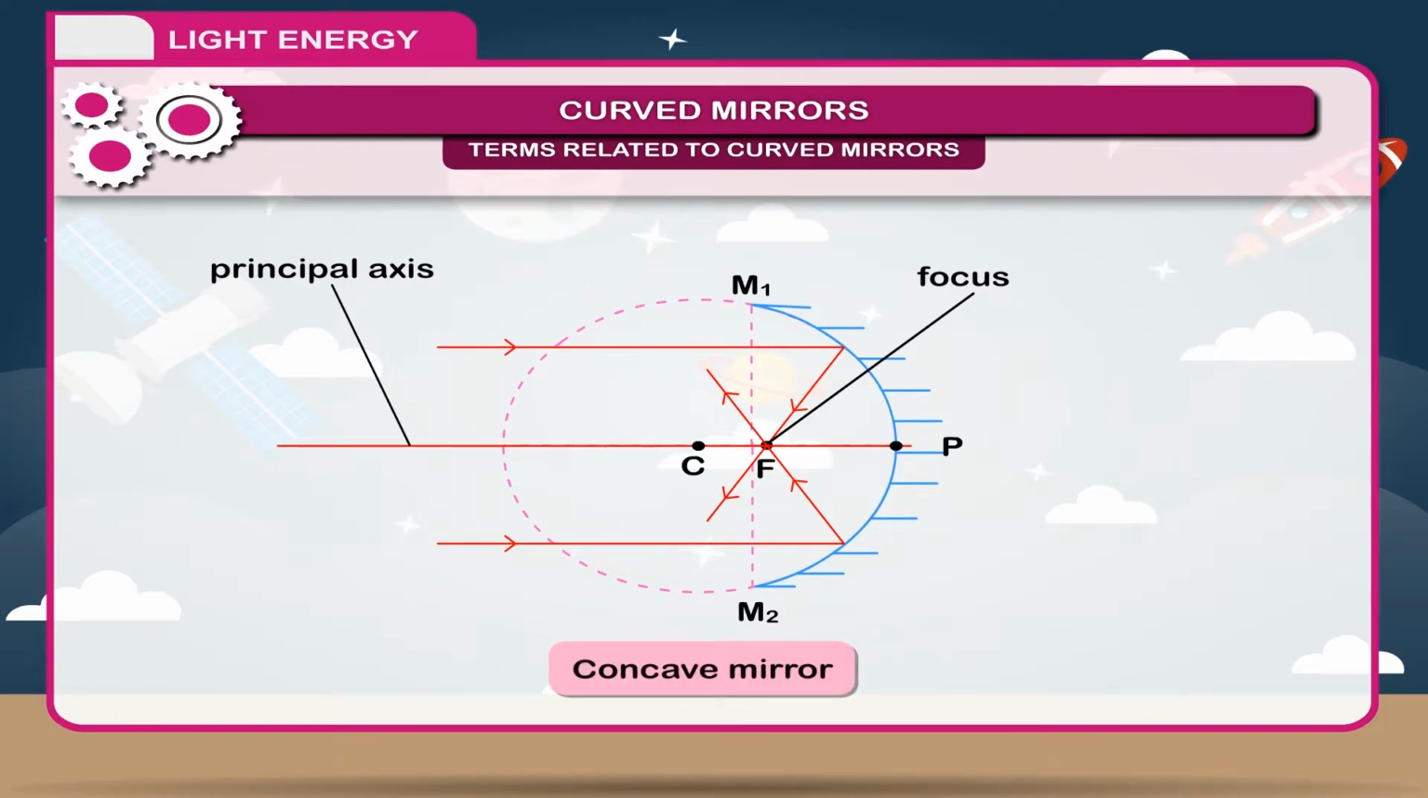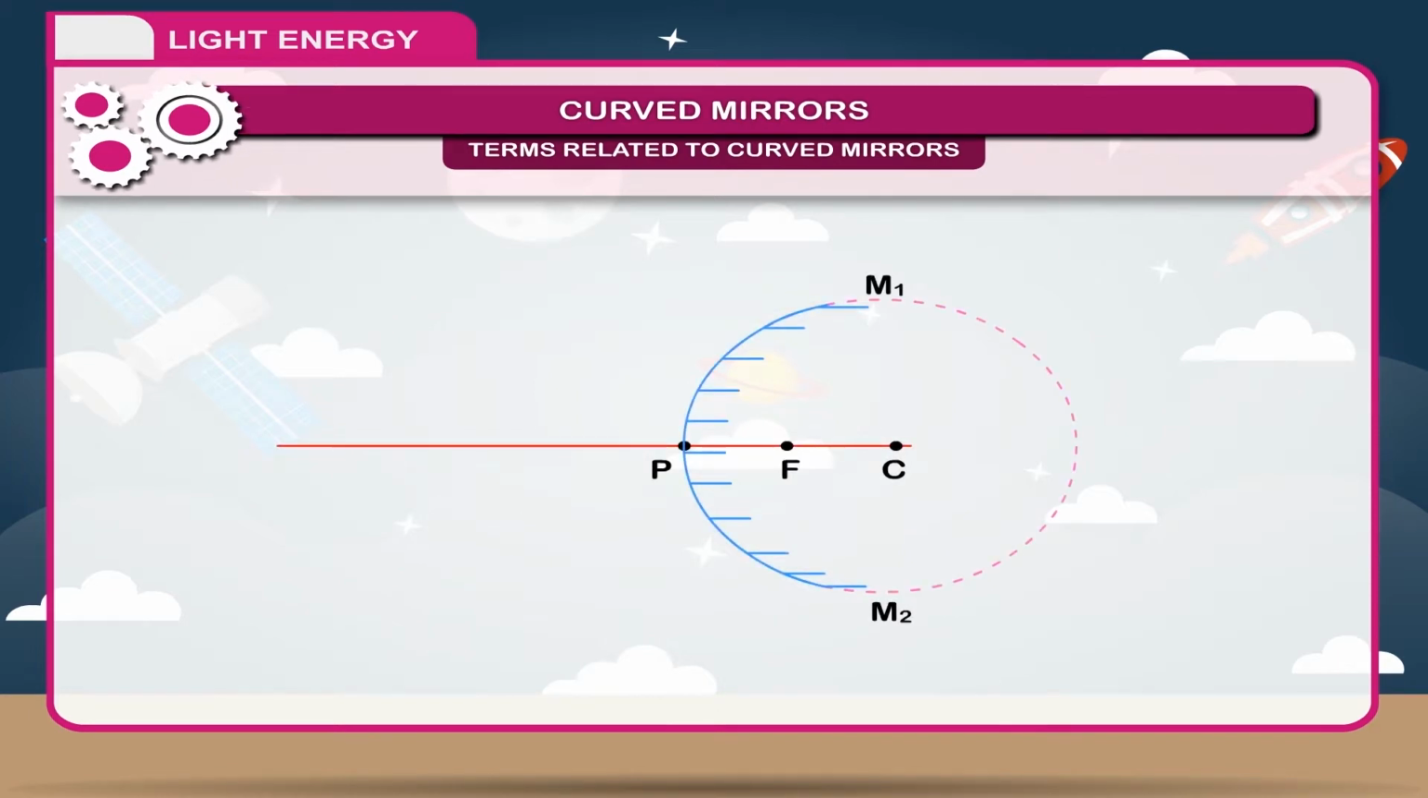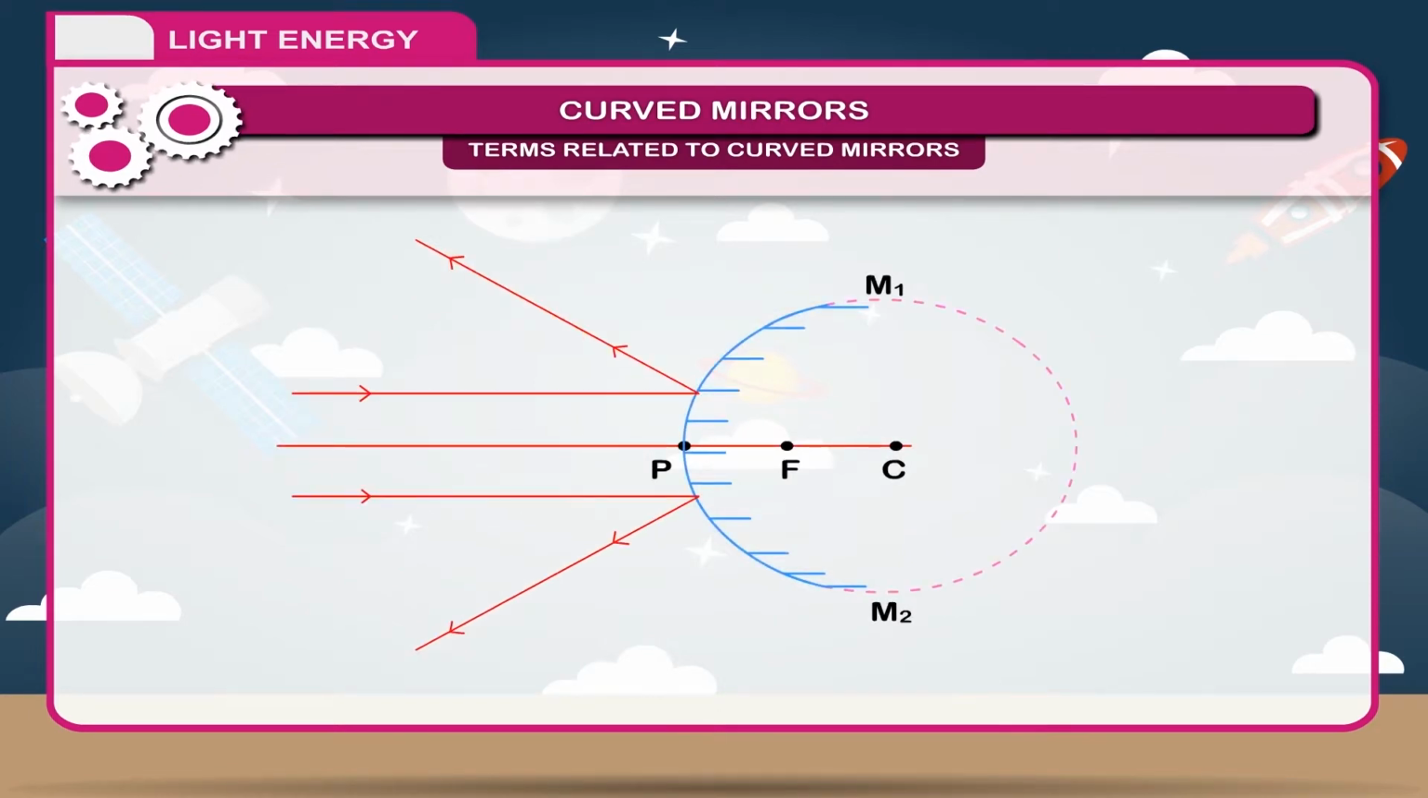In a concave mirror, the parallel incident rays after reflection converge, that is, meet at the focus. In a convex mirror, the parallel incident rays diverge, that is, scatter after reflection. On producing them backward, they appear to meet at the focus. The distance between focus and pole is called focal length. It is denoted by F.